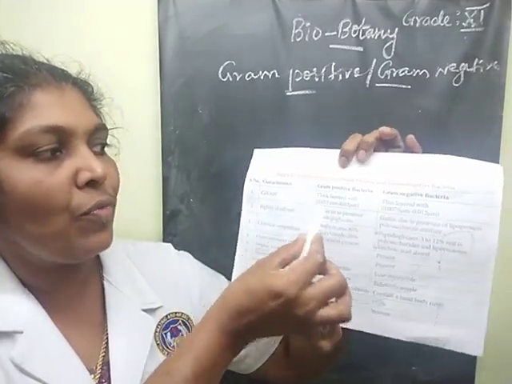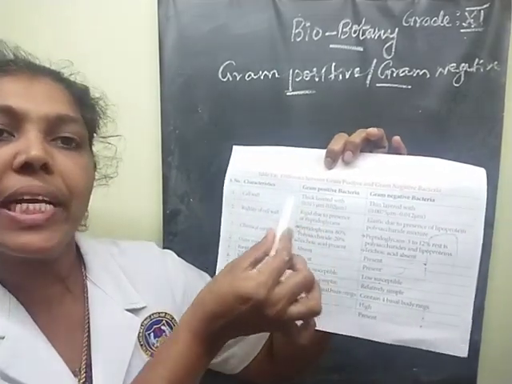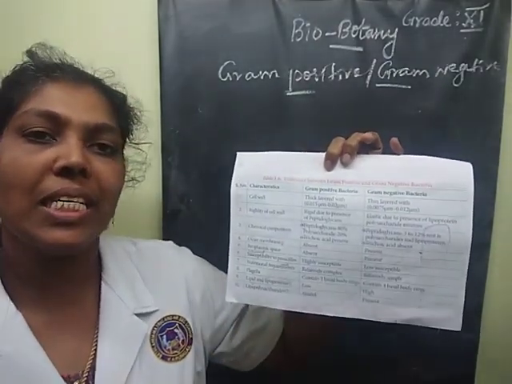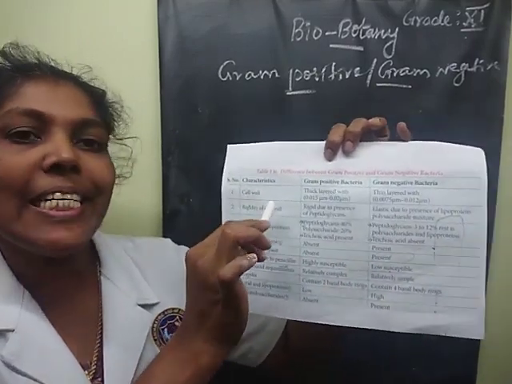The first one is the cell wall. In gram positive bacteria the cell wall is a very thick layer. The measurements are also mentioned here. In gram negative bacteria, it is a very thin layer. Clear?